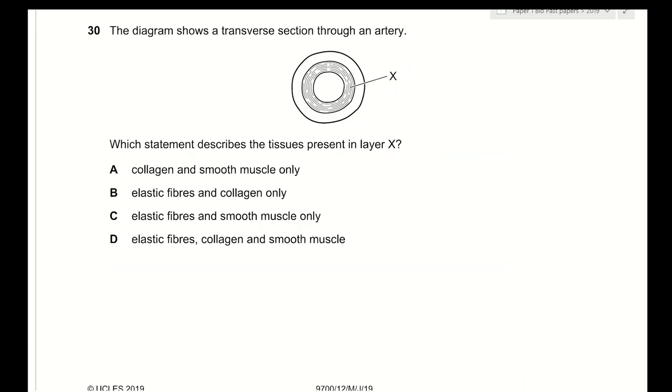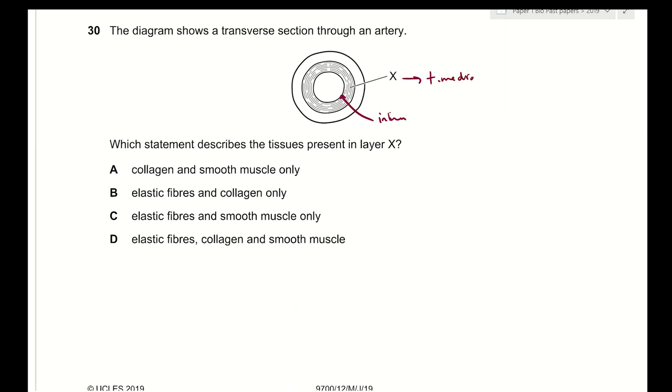Question number 30. The diagram shows a transverse section through an artery. Which statement describes the tissues present in layer X? First of all, let's label the different tissues in arteries. The inner layer is tunica intima, the middle layer is tunica media, and the outer layer is tunica externa. So for X here, we're looking at the tunica media.